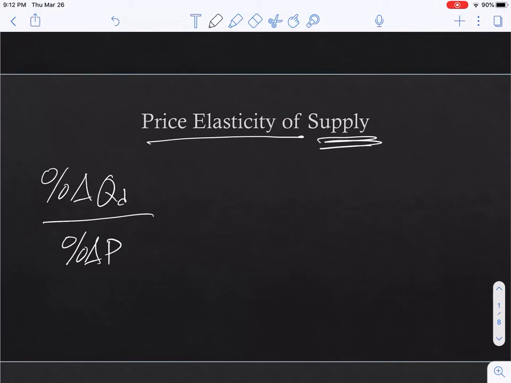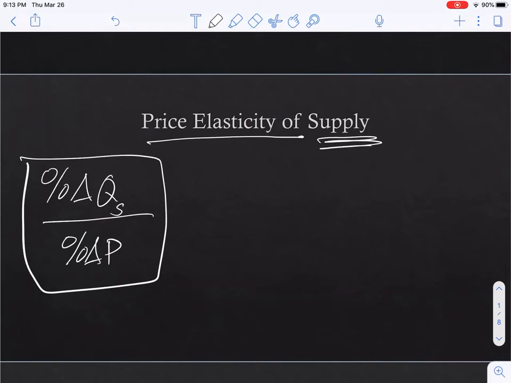So what do you think we have to change in this expression to get price elasticity of supply? Well, the only difference is that the D goes away and this becomes the quantity supplied. The percentage change in quantity supplied divided by the percentage change in price. That is how we calculate price elasticity of supply.